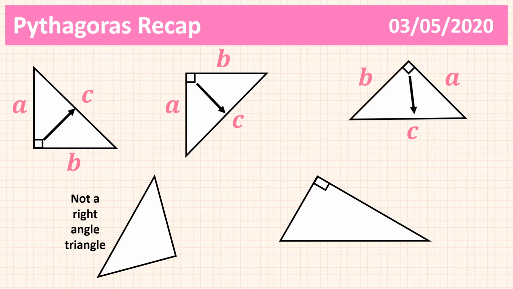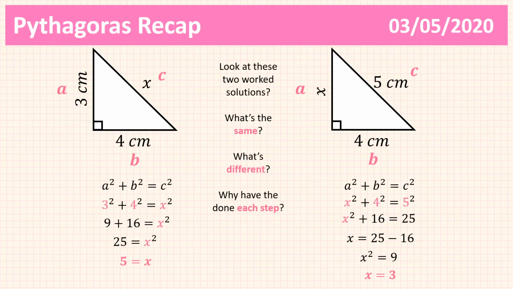Just because something looks right angled doesn't mean it is. We need to make sure that it has an indicator of a right angle in there. This one, the last one, there's my right angle, opposite is C, and I label the other two A and B. Now we need to learn how to use Pythagoras formula.